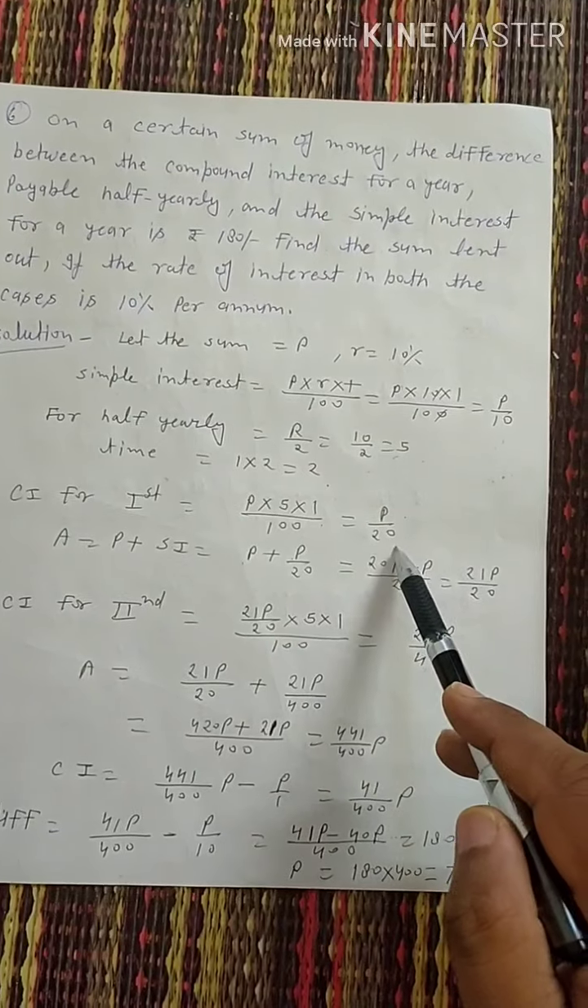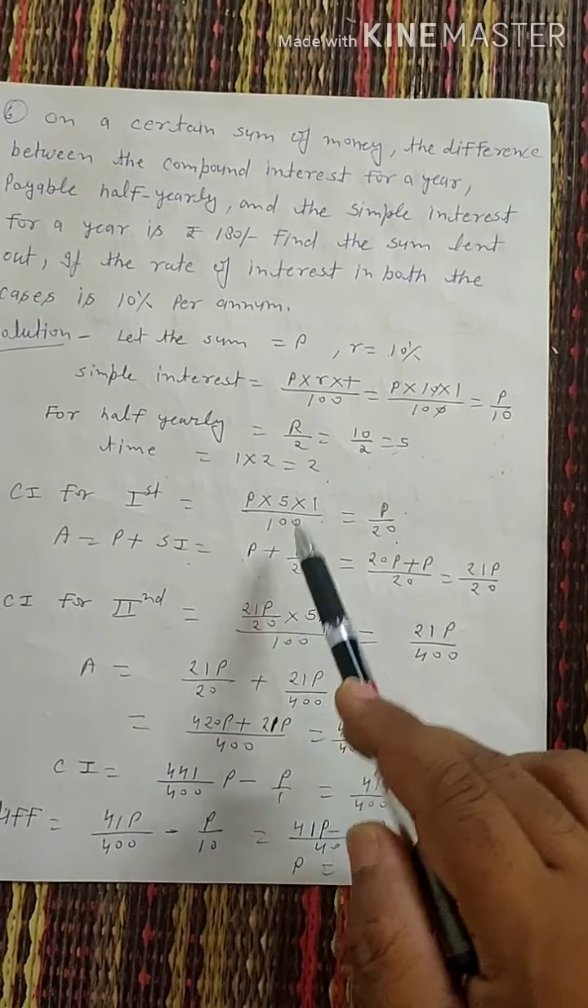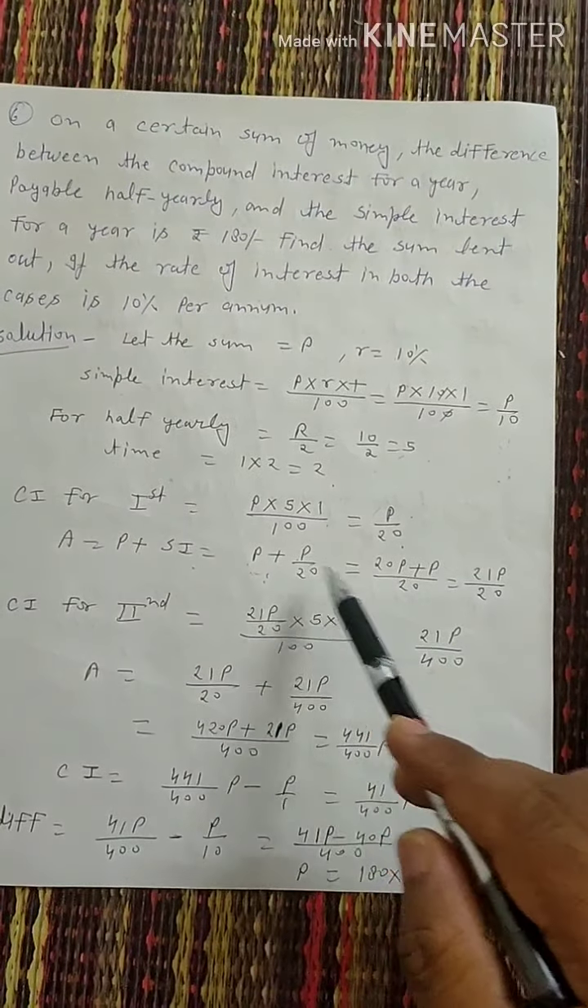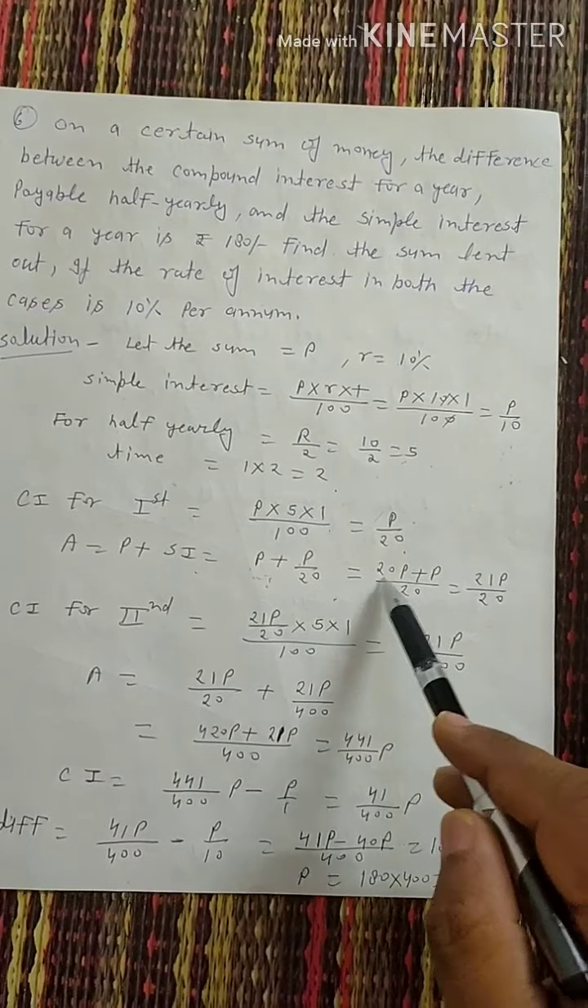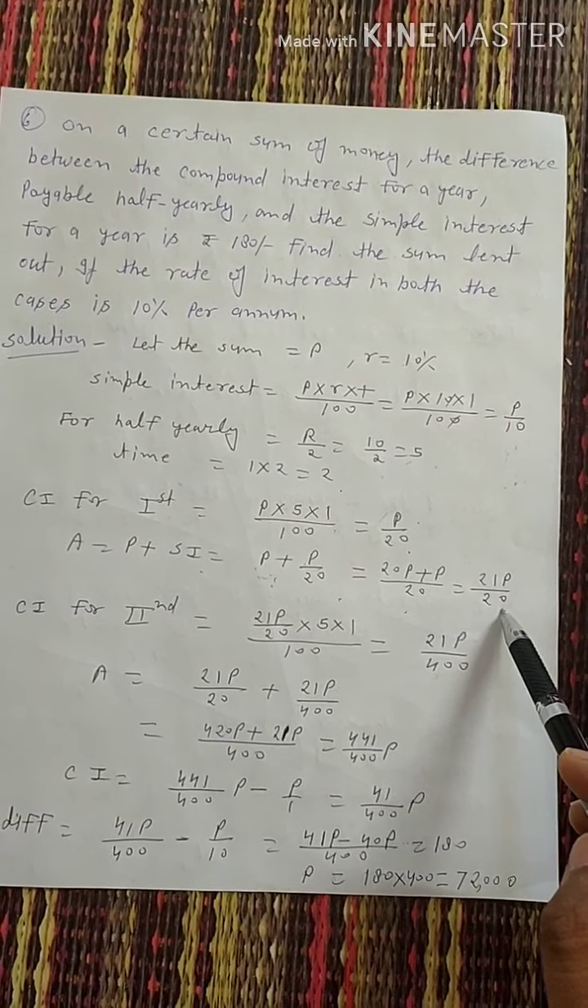Cut this, so we get P upon 20. Now amount is equal to P plus SI. So P plus SI means P upon 20. Now solve it. Take LCM 20. So we get 21P upon 20 after calculation.